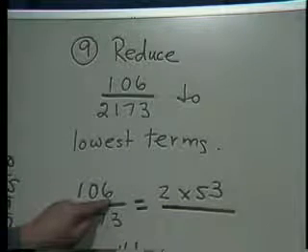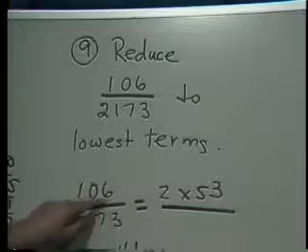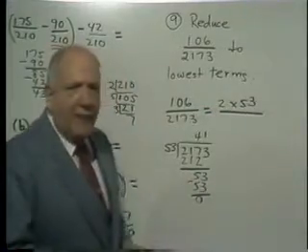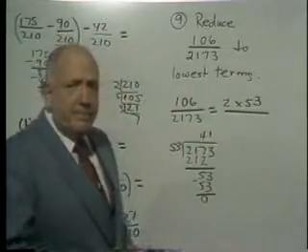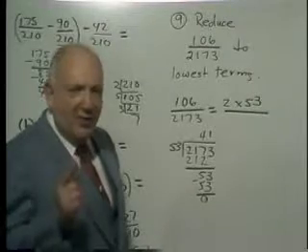The 106, that ends in a 6, doesn't it? So that's divisible by 2. 2 goes into 106 53 times. So the numerator is 2 times 53. And 53 is a prime number. See, we found that when we found all the primes up to 70. 53 was one of them.